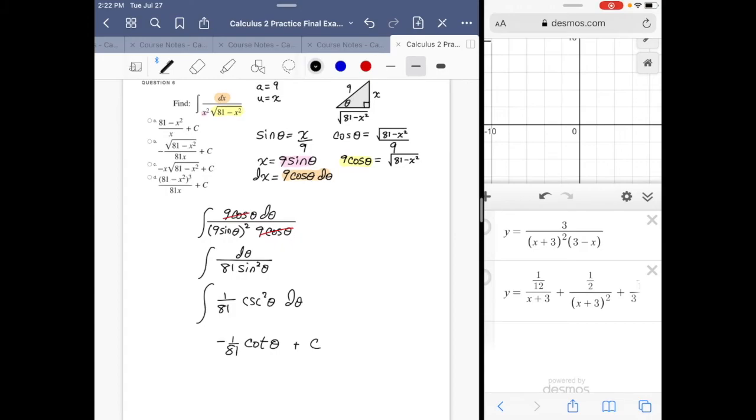Now cotangent is adjacent over opposite. So negative 1 over 81, the adjacent side is the radical 81 plus x squared. The opposite side is x, and then we'll have our plus c. So the one that looks like that is the one that we want. All right, so it looks like choice B.